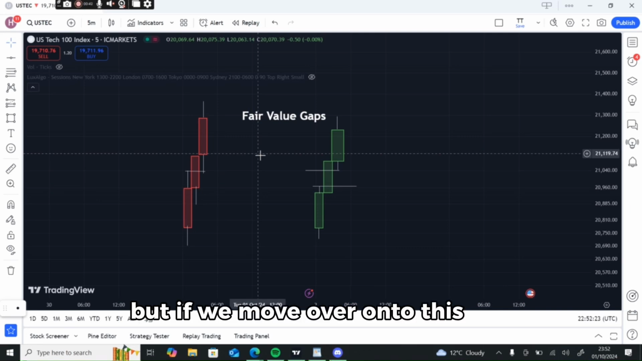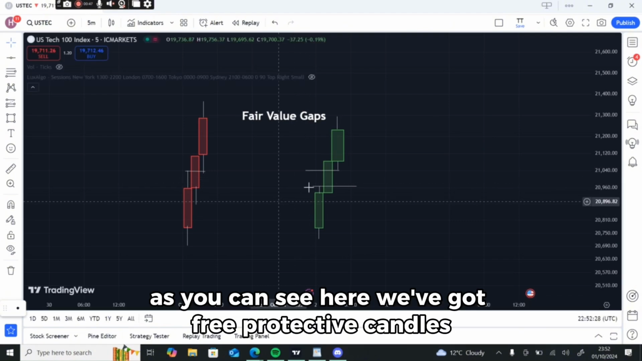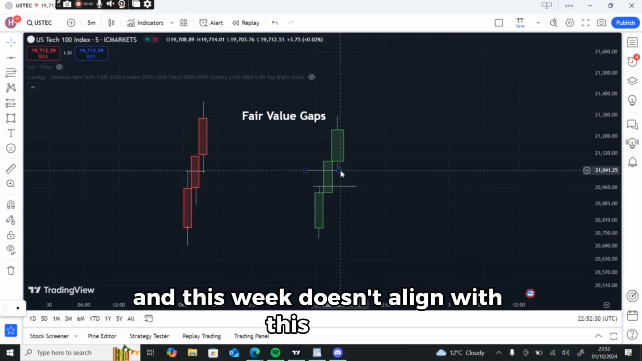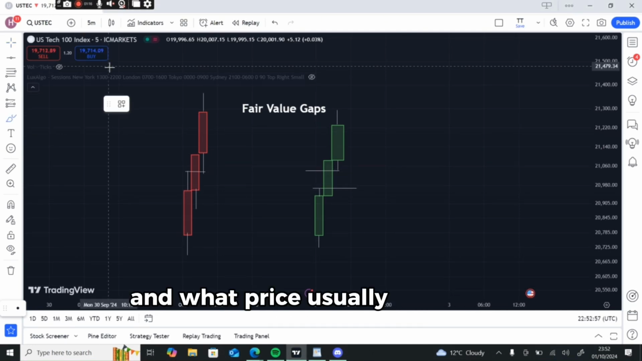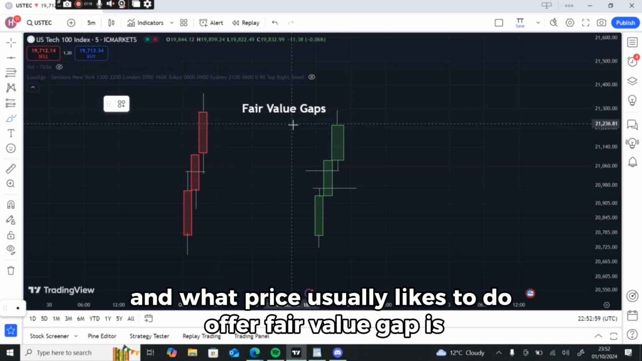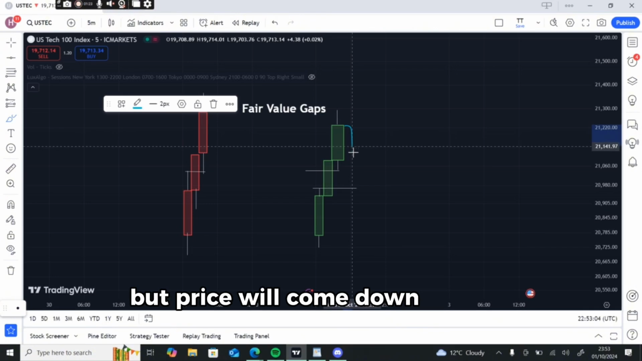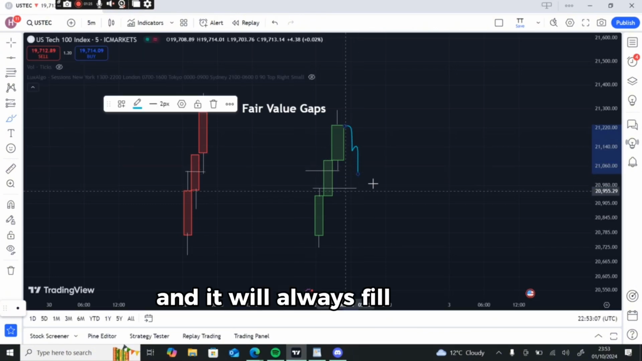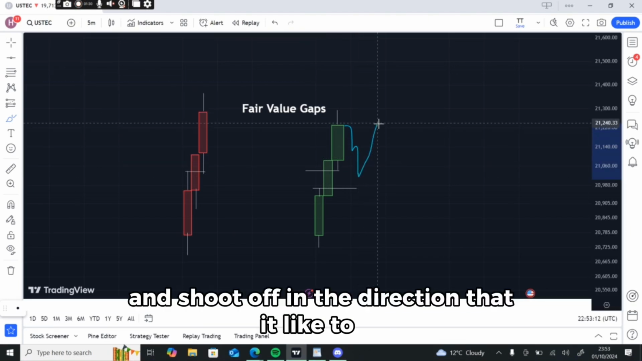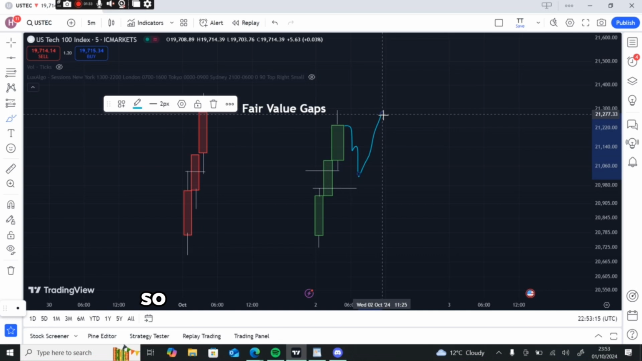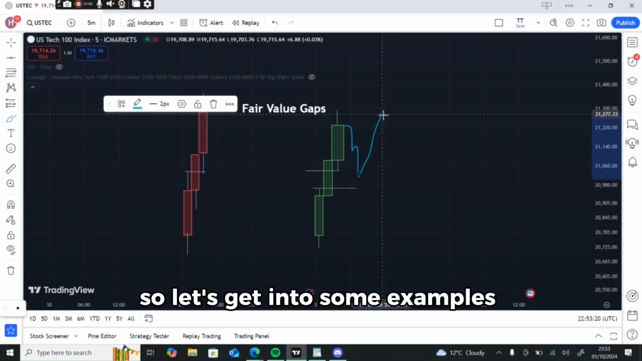But if we move over onto this one, as you can see here, we've got 3 consecutive candles, and this wick doesn't align with this wick, meaning this is a valid fair value gap. What price usually likes to do off a fair value gap is come up, but price will come down most of the time, and it will always fill the fair value gap and shoot off in the direction that it likes to go in. So that's a quick explanation on what a fair value gap is. So let's get into some examples.